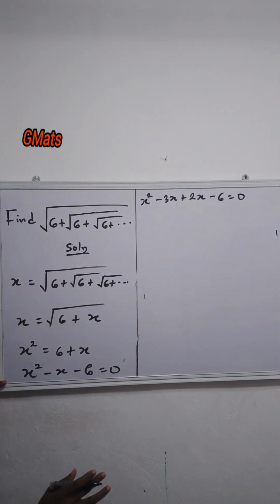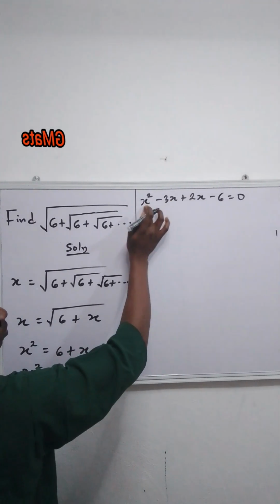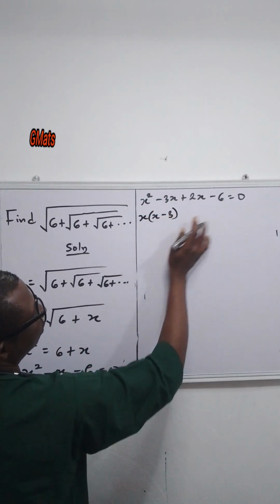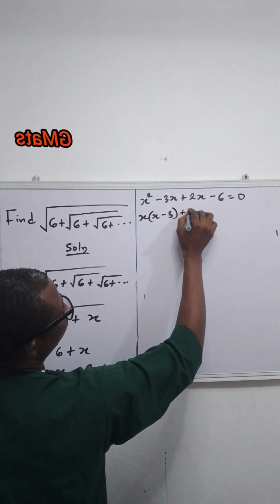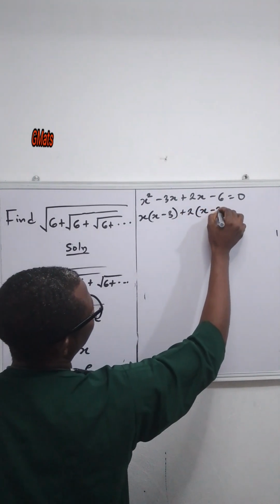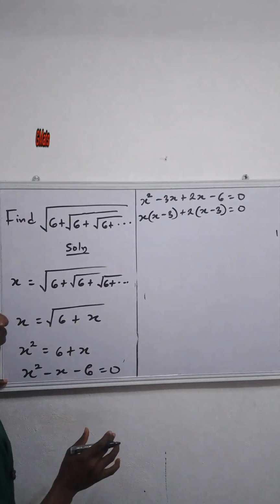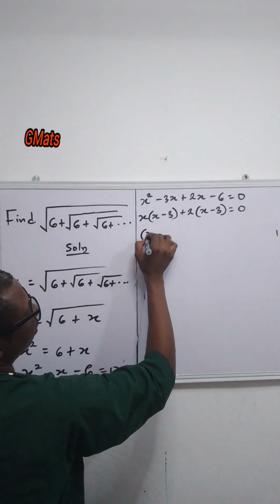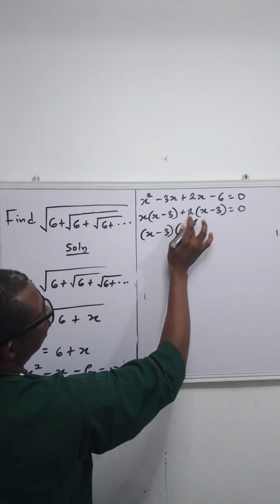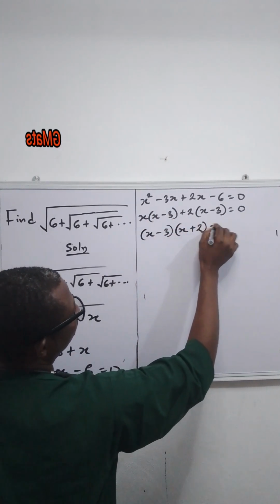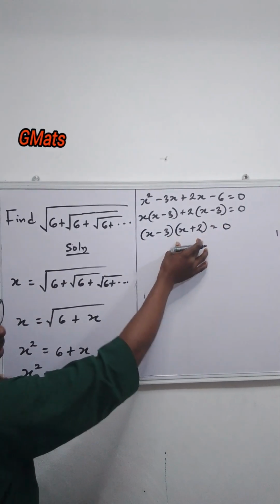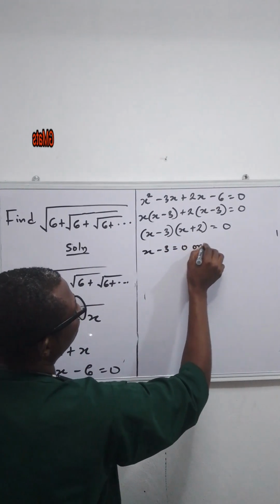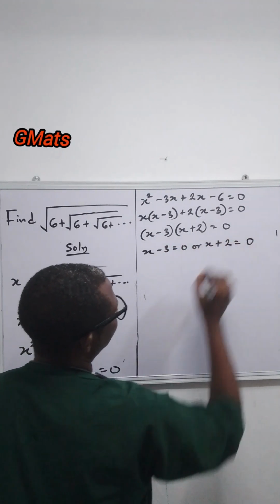All right. So now let's factor out x here. So we have x(x minus 3), and the GCD here is plus 2, so we have 2(x minus 3) equals 0. So we can factor out x minus 3. So we have (x minus 3), and then we are left with what? (x plus 2) equals 0. So we have two entities multiplying each other to give 0. So it's either x minus 3 is 0 or x plus 2 is 0.